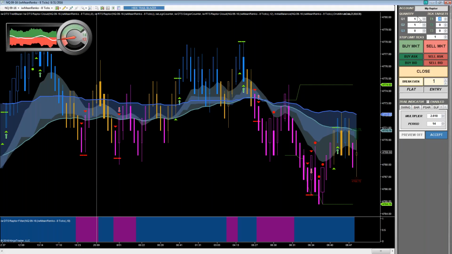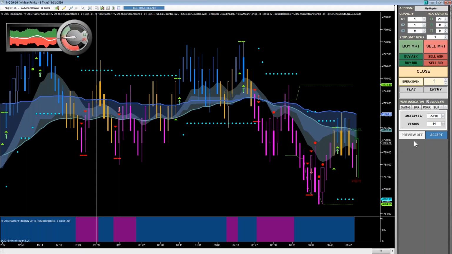We'll set a 20-tick target for one contract. I'll have a second contract with an open profit target, so we'll have a runner. I'll select a stop strategy. And now all I need to do is hit my buy or sell market buttons.